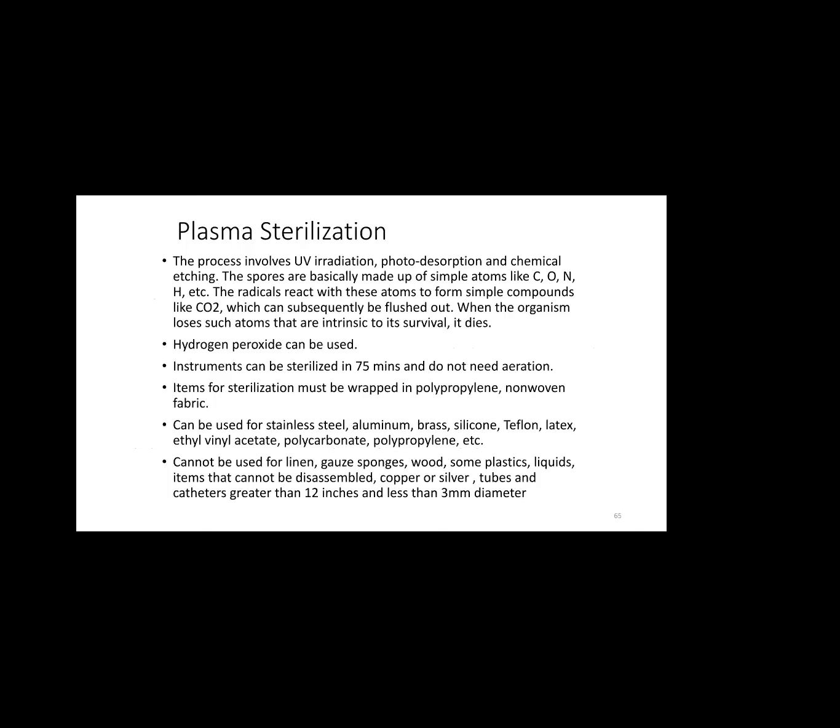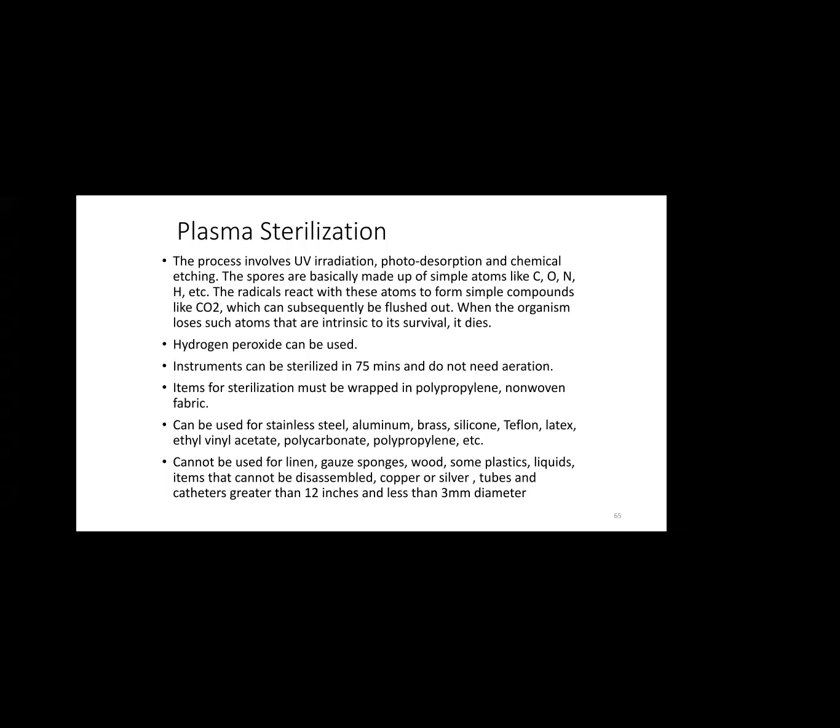We've also got plasma sterilization. This is a process that involves UV irradiation, photodesorption, and chemical etching. The spores are basically made up of simple atoms like carbon, oxygen, nitrogen, and hydrogen. The radicals react with these atoms to form simple compounds like CO2, carbon dioxide, which can subsequently be flushed out when the organism loses such atoms that are essential to its survival and it dies.